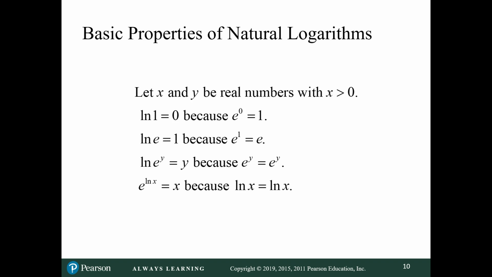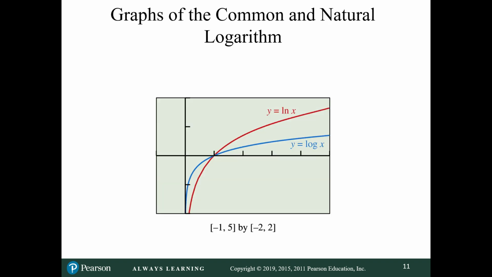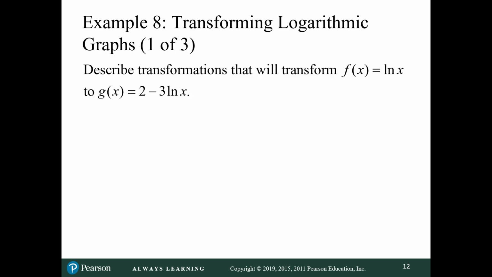Natural logs. The base of a natural log is e. So e to the x and ln are inverse functions of each other. Okay? So e to the ln of x power equals x, and ln of e to the y power equals y, because they're inverses. So the ln of x goes like this. The log of x goes like this. They're very similar to each other.